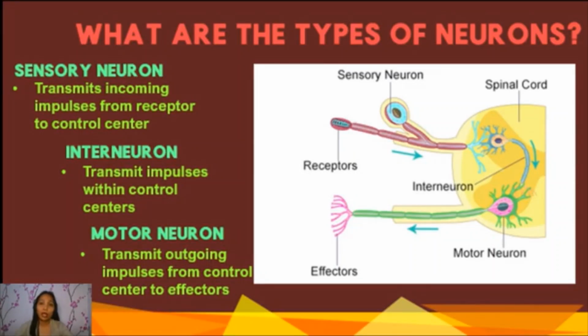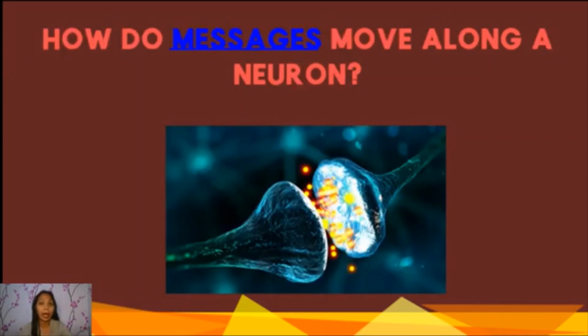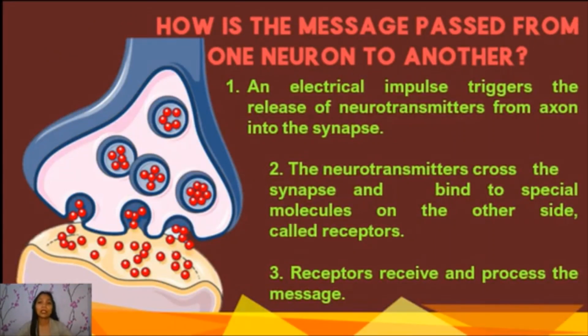So, we have this question: how do messages pass from one neuron to another? First, an electrical impulse triggers the release of neurotransmitters from the axon terminal into the synapse. So what is a neurotransmitter? A neurotransmitter is a chemical signal that travels from the sending cell to a receiving cell across a tiny space, which is called the synapse. The neurotransmitter crosses the synapse and binds to special molecules on the other side called receptors. Then these receptors receive and process the messages.